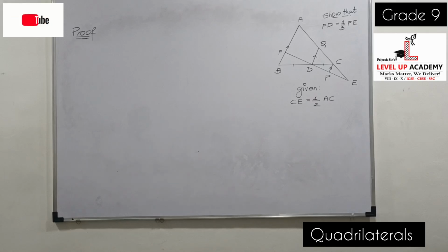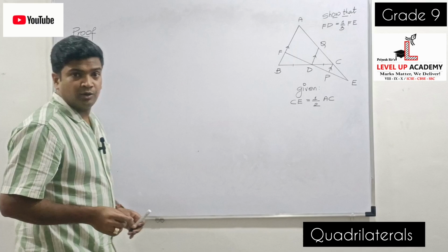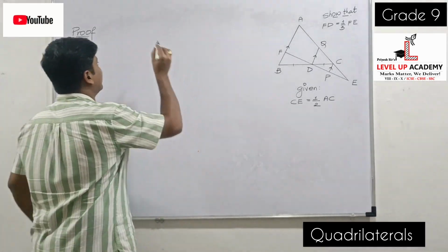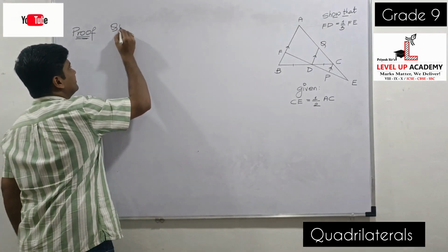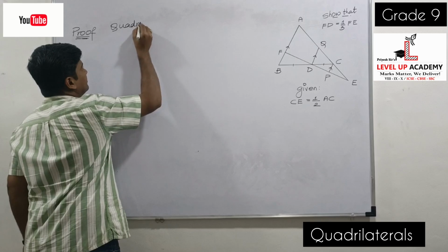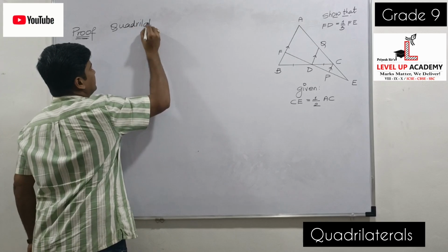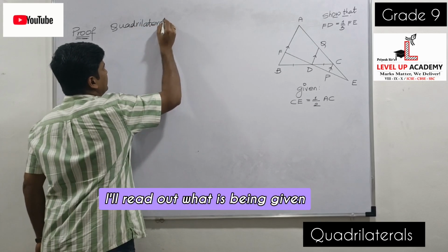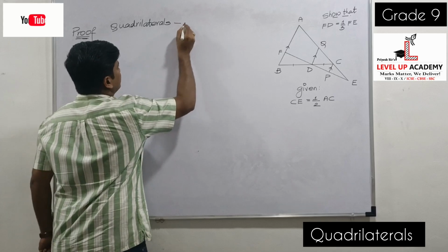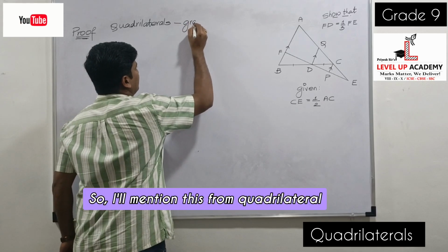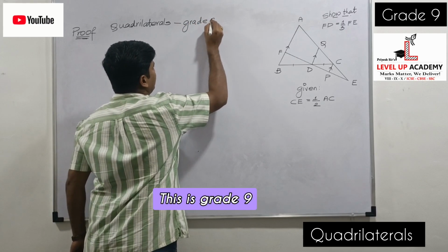Now, children, look at this. This is from Quadrilaterals, grade 9. I'll write here. Look at this question. I'll read out what is being given. So I'll mention this from Quadrilaterals. This is grade 9.